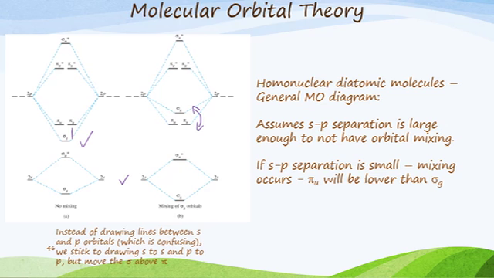Okay, so we also don't draw too many lines because it becomes confusing. So we just need to make sure that we understand if there's S and P mixing, and I will explain when that occurs. Then we need to swap the orbitals around.